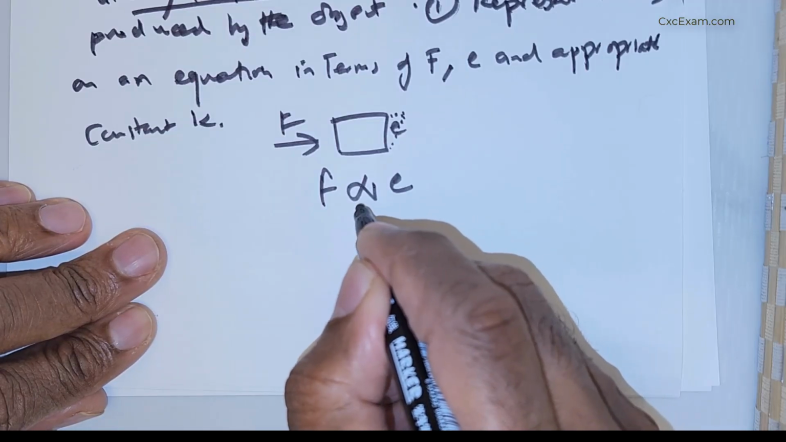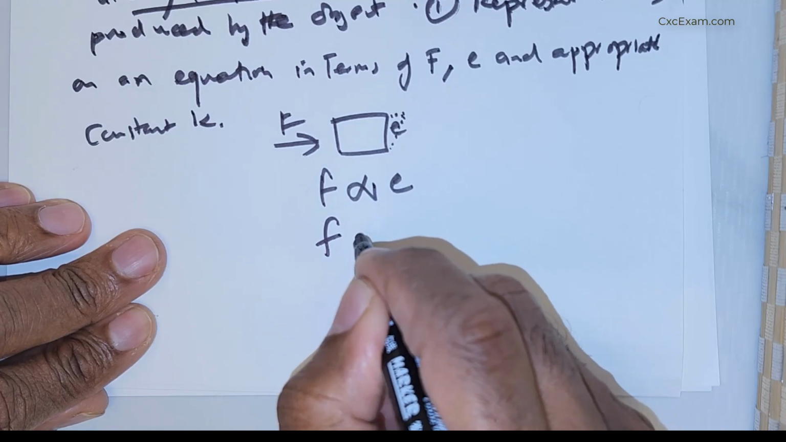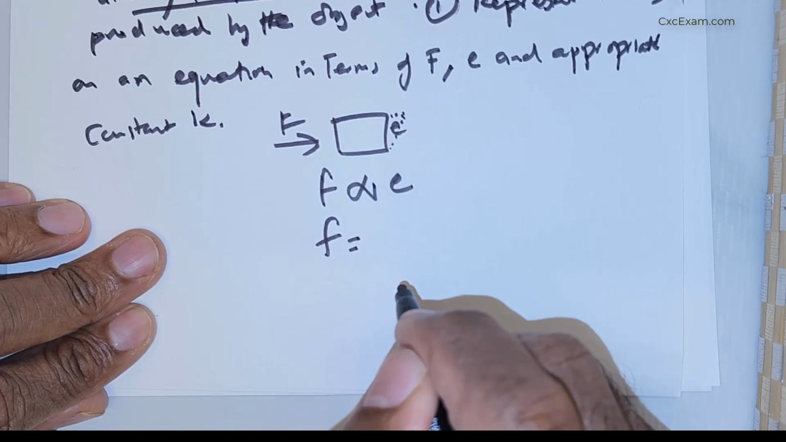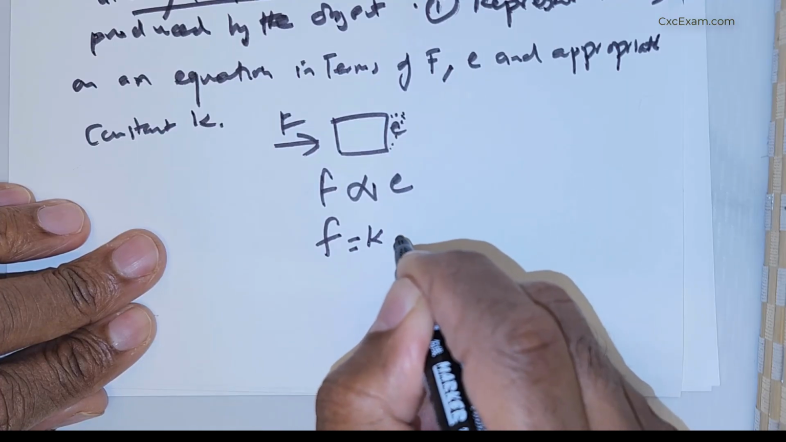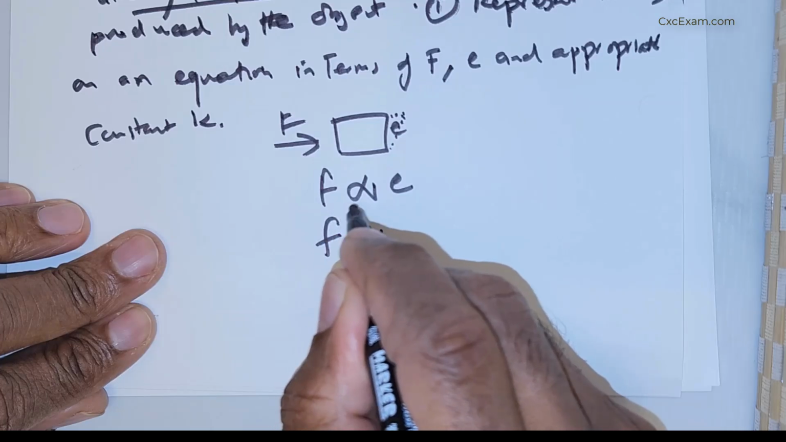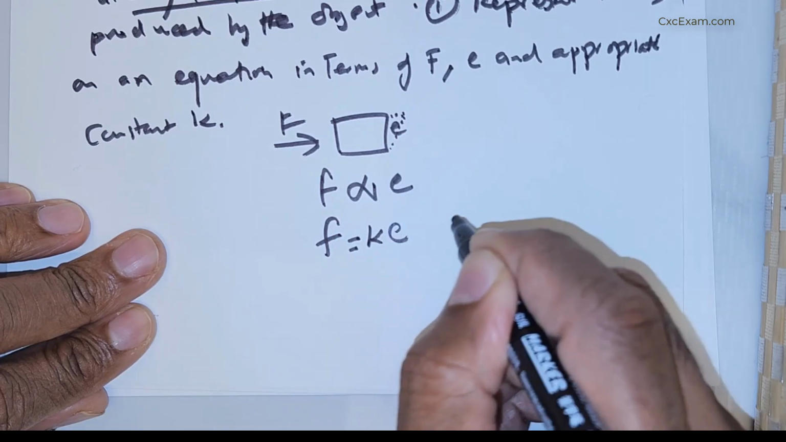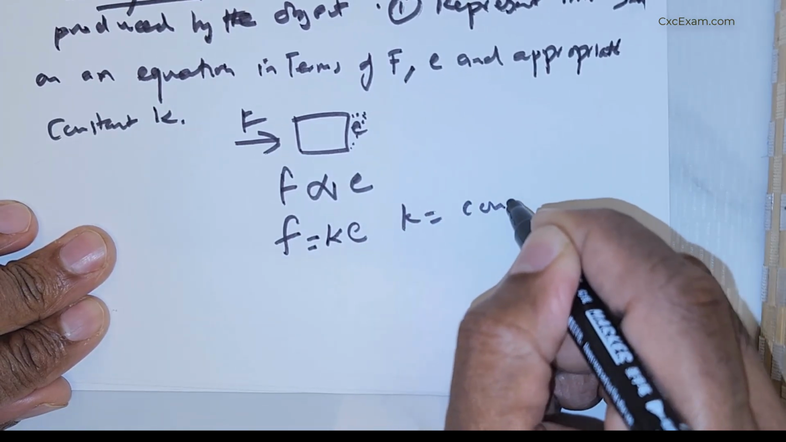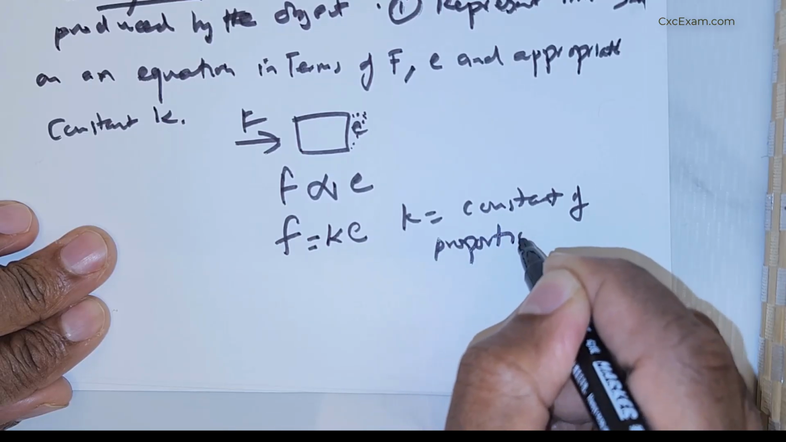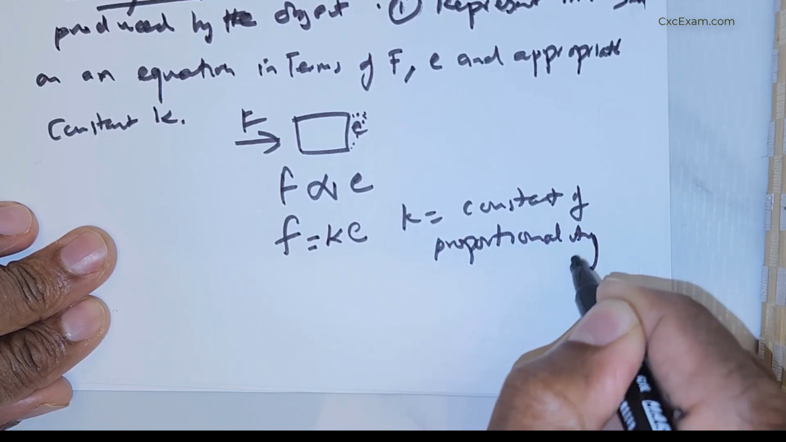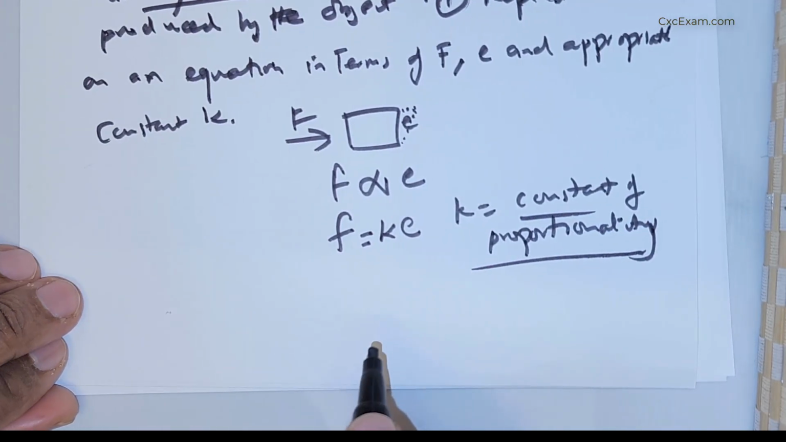Now if you want to remove this directly proportional sign, we will have to replace it by means of a constant. So F is directly proportional to E is replaced as F is equal to K times E, where K is called a constant of proportionality. Okay, so that is the solution for the first part.